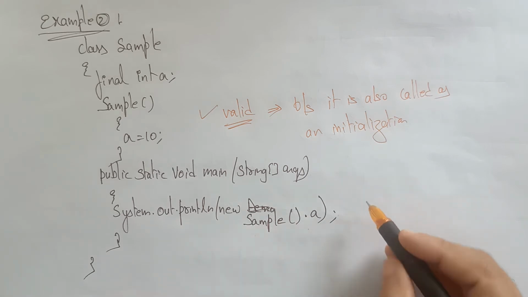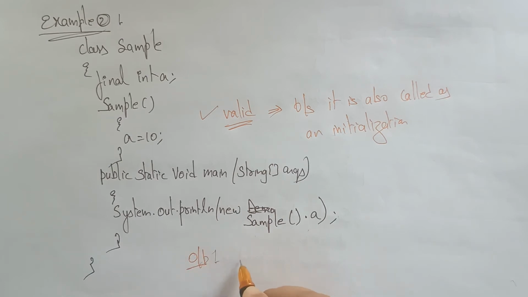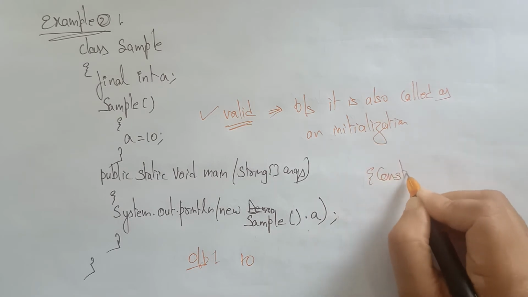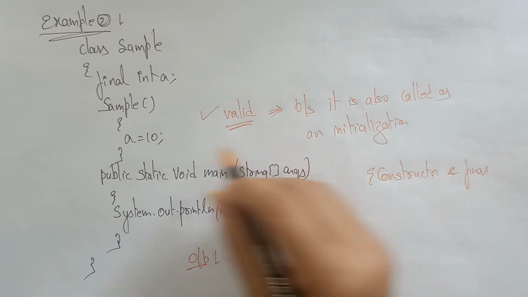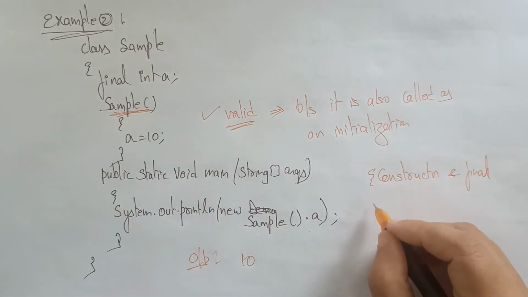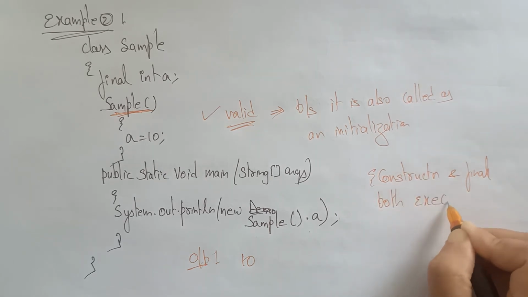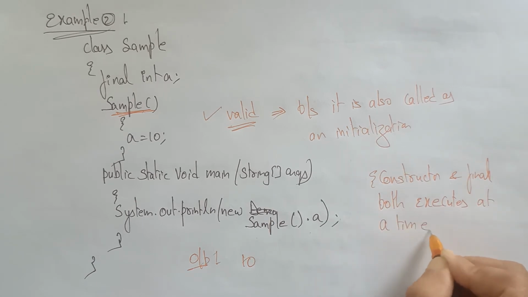Okay. So here, whatever it may be, what will be the output? The output you are going to print is the value 10. The one point you have to remember, students: the constructor and final both execute at a time. So this is a constructor, right? The constructor and the final both execute at a time. So that's why it won't display any error.